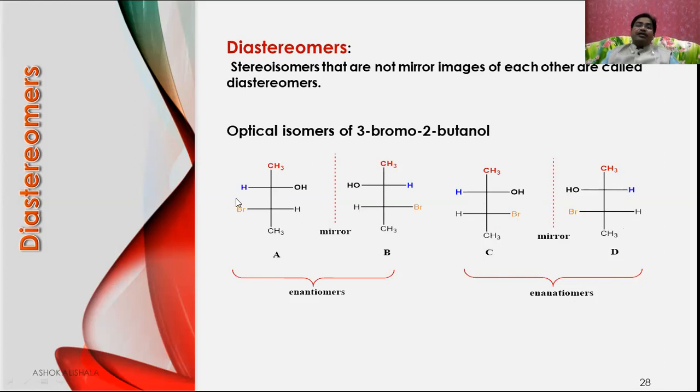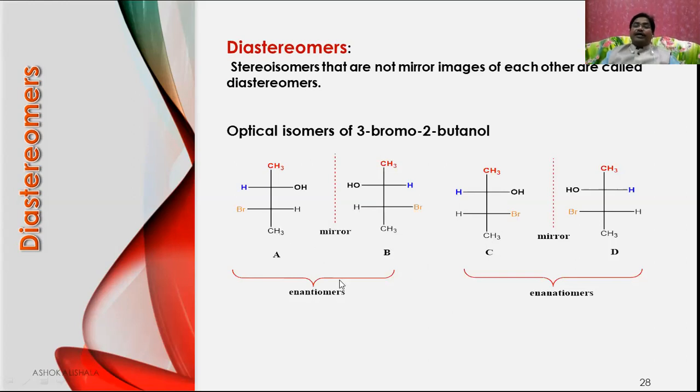And at the same time, these two are not superimposable. They are not mirror images and they are non-superimposable. Therefore, the relation between A and C is diastereomer. Similarly, B and C also have the same configuration around each carbon atom, but the spatial arrangement is different. Between B and C also, these are not mirror images and these are non-superimposable. Therefore, we can say B and C are said to be diastereomers.